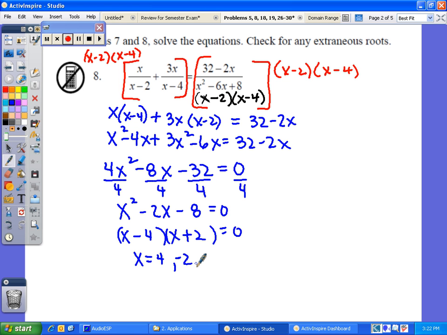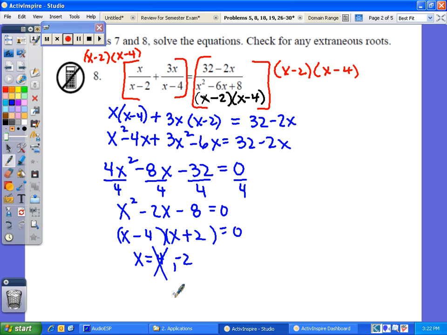So I will take a look at 4 and ask myself, when I put 4 in this equation, will it cause the denominator to go to 0? Well, it definitely does here, and it will here as well. So positive 4 will not be one of my solutions, so I'll cross that off.